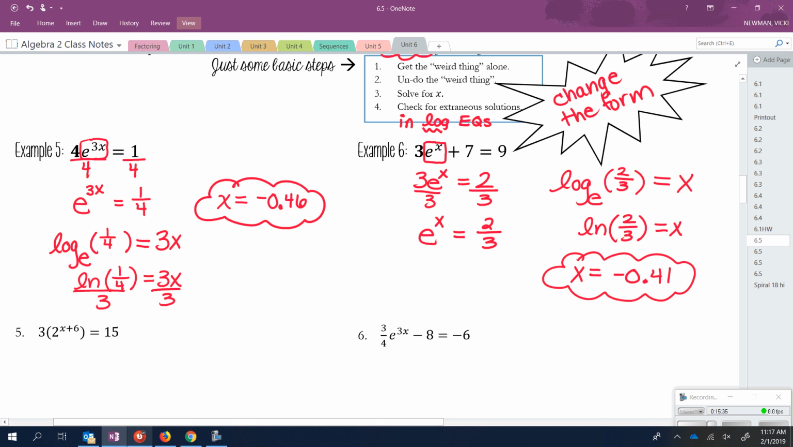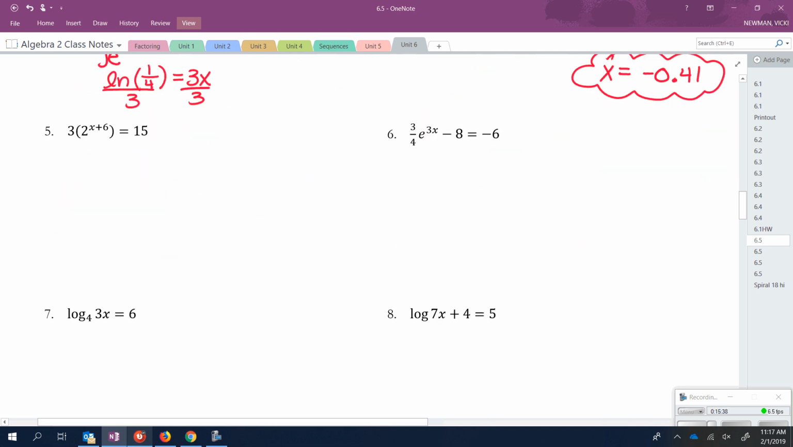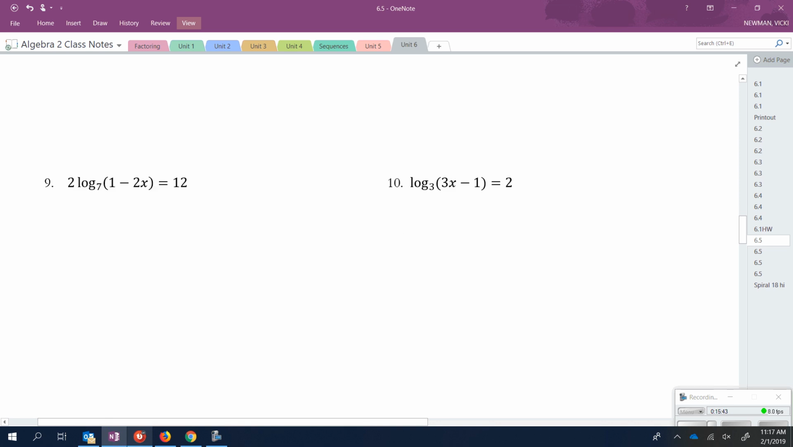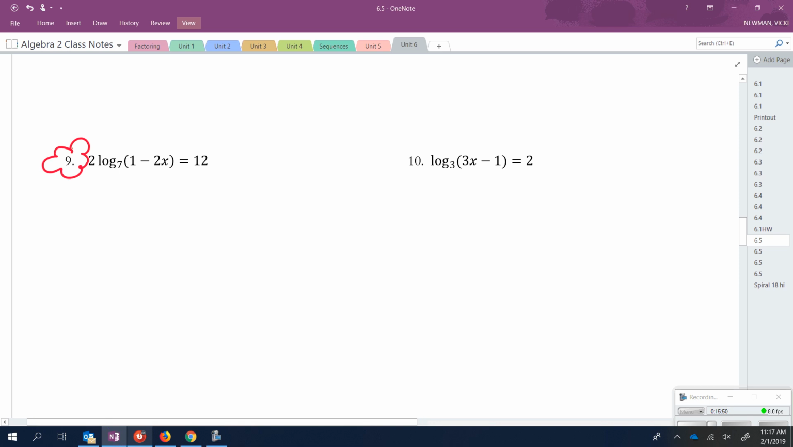Okay, so you are going to do 5 and 6. I am going to show you how to do number 9, and you're going to do the rest as well. Number 9 looks kind of scary, I'm not going to lie to you. You're like, what is happening? Take a deep breath. Get the weird thing alone. The log is the weird thing, right? This whole thing is weird. And that 2 that's in front is being multiplied, so we're going to divide by 2 first.